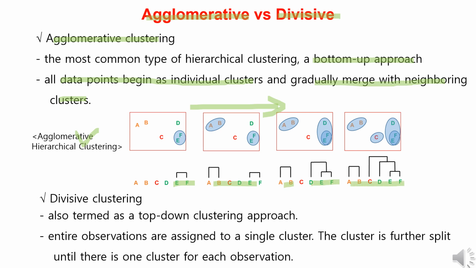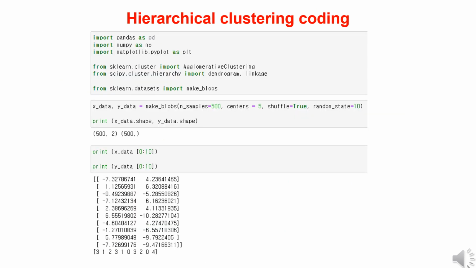On the other hand, divisive clustering employs a top-down approach, starting with all data points in a single cluster and then dividing them into smaller clusters until there is one cluster for each observation. Now, let's proceed with implementing hierarchical clustering in code. The Jupyter Notebook file is available on GitHub, so you can download it and run it directly.